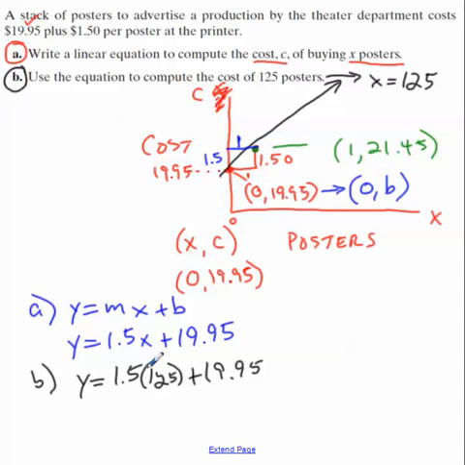Y equals 1.5 times 125 plus 19.95. So therefore, y equals all this added up. 1.5 times 125 is 200, plus 19.95 equals 219.95. Now, I did this in my head, so I think that's correct, but that should be our answer.